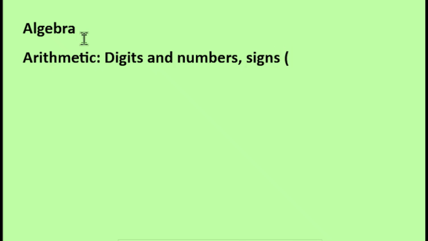Signs means plus, minus, multiplication. Brackets can also be used. So like this we are using all the signs and symbols. This is what we use in arithmetic: digits and numbers, 0, 1, 2, 3, 53, 68, and signs, plus, minus, multiplication, division.